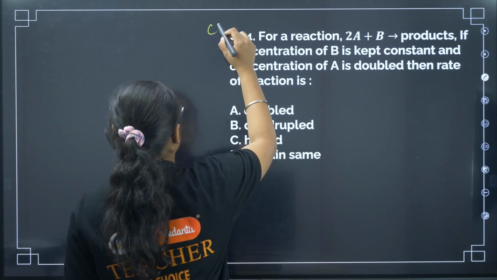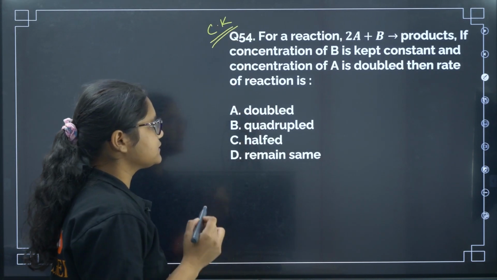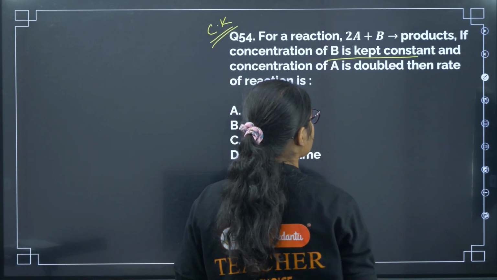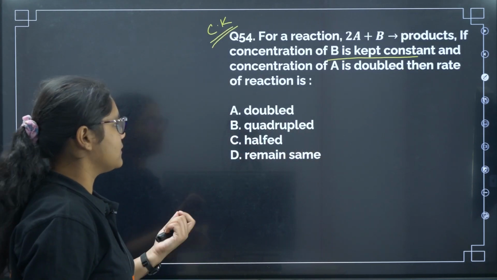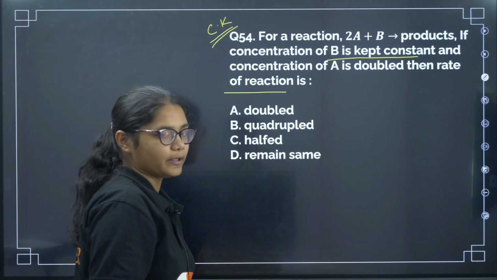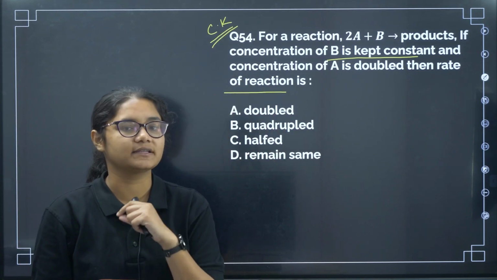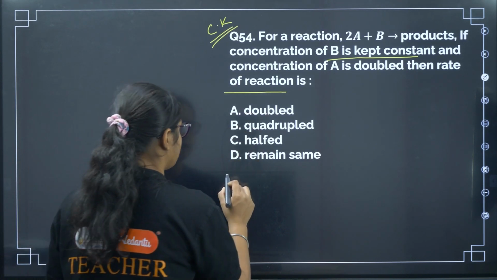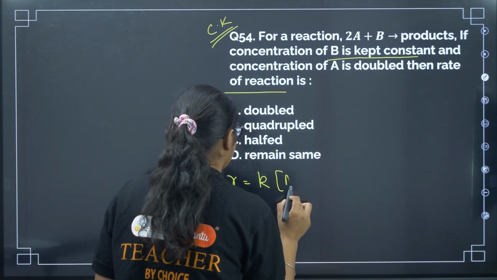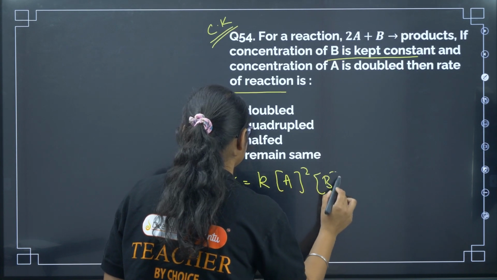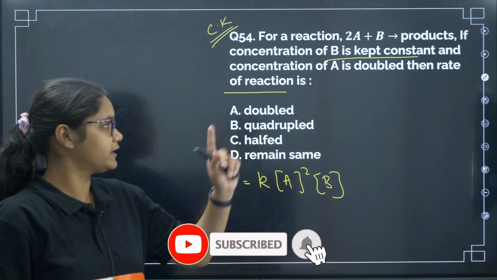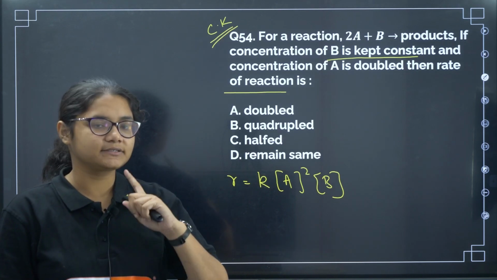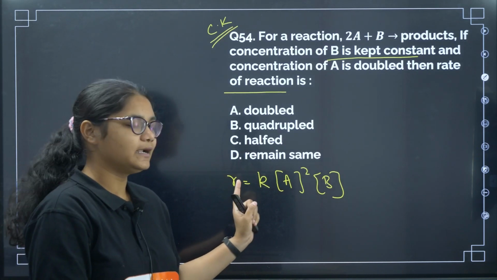Okay, next question is again from chemical kinetics. For a reaction 2A plus B gives product, if the concentration of B is kept constant and the concentration of A is doubled, then the reaction rate is, okay. So whenever such reactions are given where there is nothing mentioned about the order and it is a one-step reaction, for such type of reactions we can write rate is equal to k[A]^2[B]. This is not possible every time. We cannot say every time the coefficient will be equal to the order, but since it is a one-step reaction and nothing is mentioned in the question, we can take it in this way.